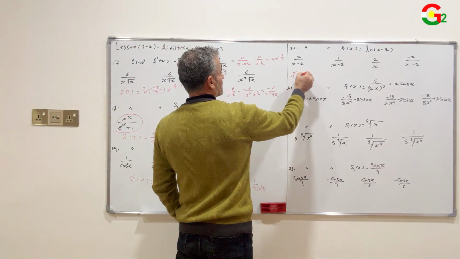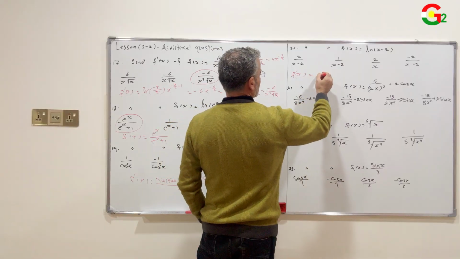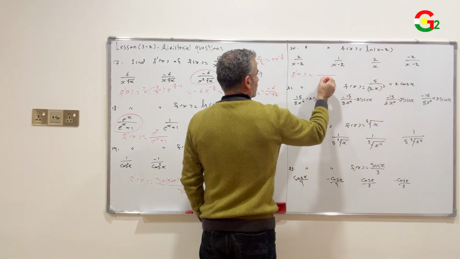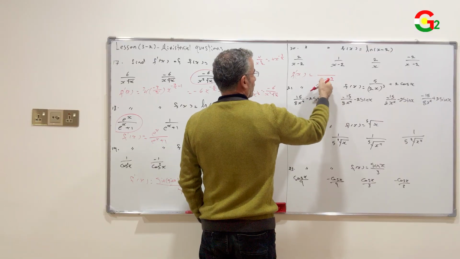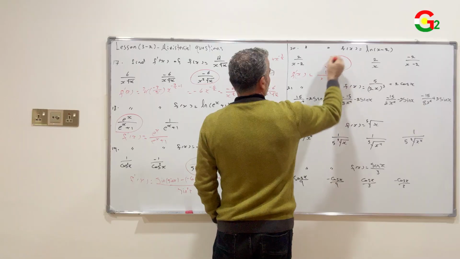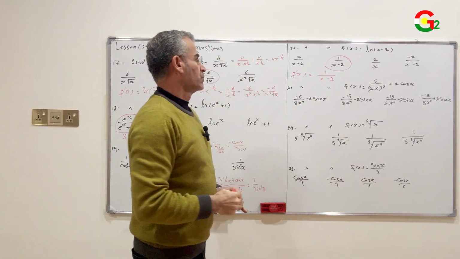Question number 20. Find the derivative of this function f prime of x. Since the derivative is a fraction, x minus 2 in the denominator and the derivative of it in the numerator, 1 over x minus 2. Choice B.